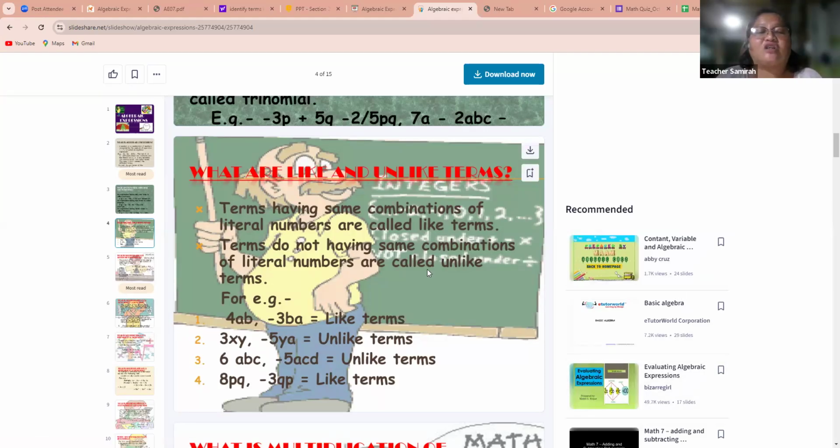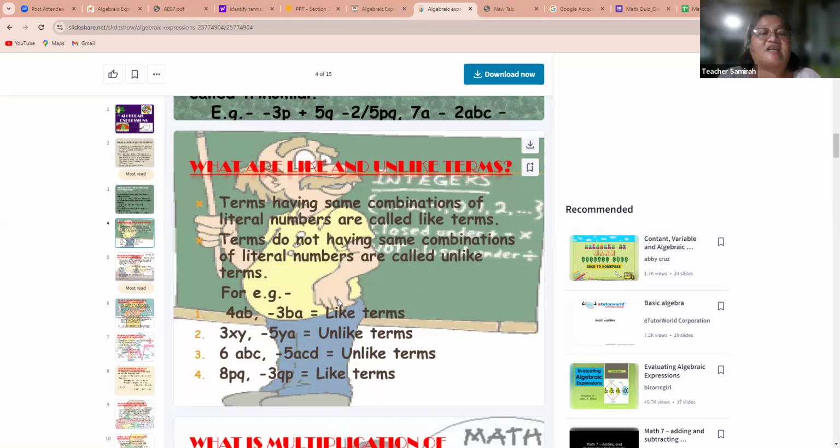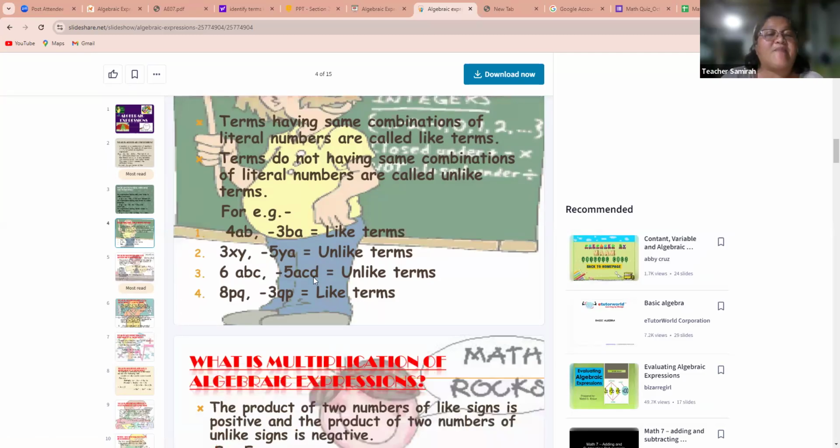A combination of different terms is called unlike terms. What are the examples? 4ab minus 3ba is considered as like terms. Why? Because of the presence of the variables a and b. Okay, this is called like terms.